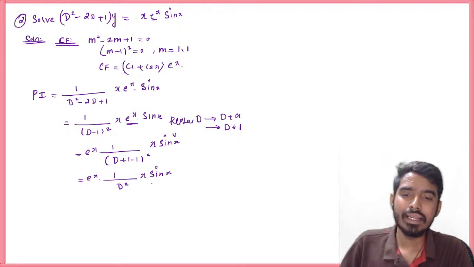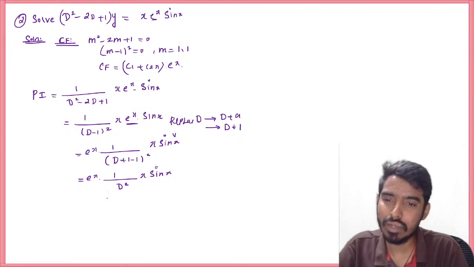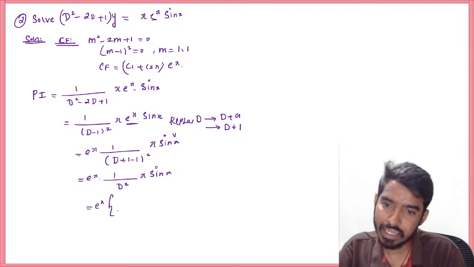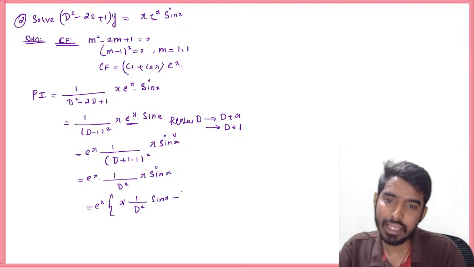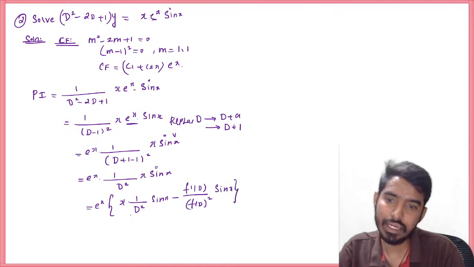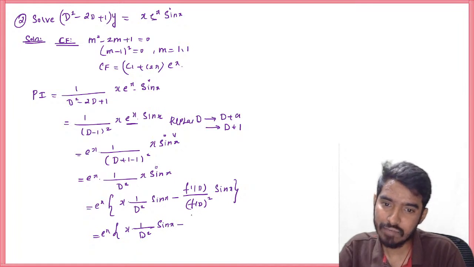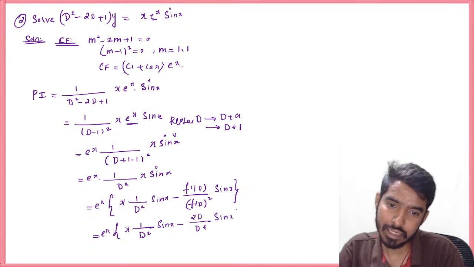You can integrate this twice, or you can apply the formula also. 1 by D square means you have to integrate twice, or you can use the formula. So e power x, x into 1 by f of D into v minus f dash of D by f of D whole square into v. So this will be e power x, x 1 by D square of sin x minus, what is f dash of D? 2D, f of D whole square, which is D power 4 sin x.